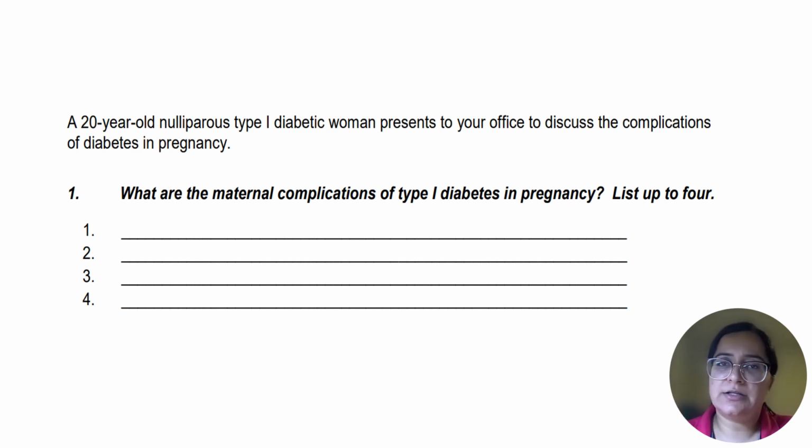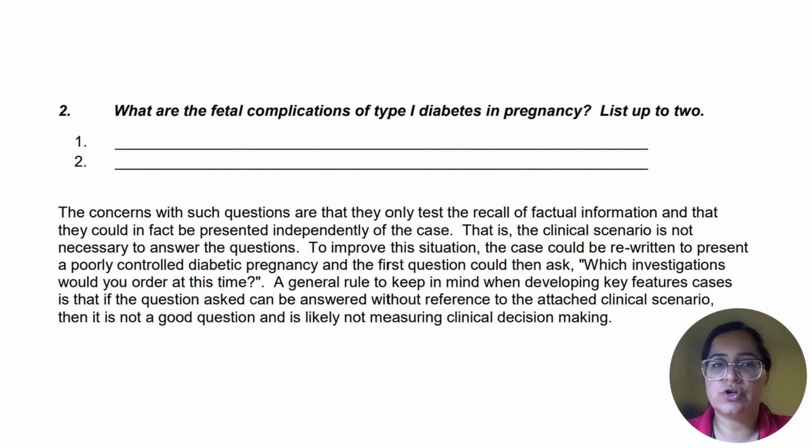This is a third question. A 20-year-old nulliparous type 1 diabetic female comes to your office to discuss complications of pregnancy. So they can ask you what are the maternal complications of type 1 diabetes in pregnancy, list up to 4. If they've asked 4, we will write only 4. Do not exceed to 5 or 6. And also make sure you do not say GDM or IDM, it should be infants of diabetic mothers. Don't use that kind of short forms.